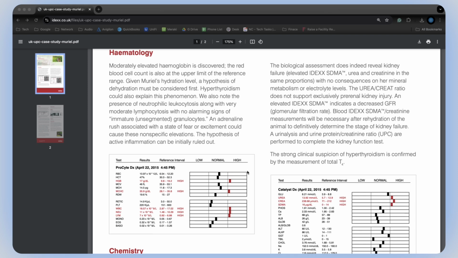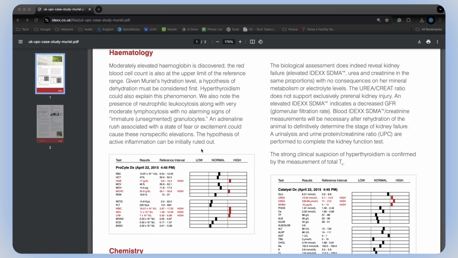So we also note the presence of neutrophilic leukocytosis along with moderate leukocytosis with no alarming signs of immature unsegmented granulocytes. Now, what are immature unsegmented granulocytes? Those are going to be band cells. So this then goes in to explain what an adrenaline rush that's associated with a state of fear and excitement could cause: nonspecific elevations in our leukocytes, which are our white blood cells.